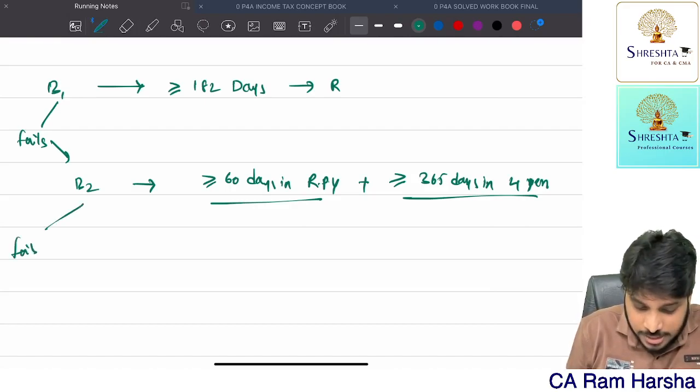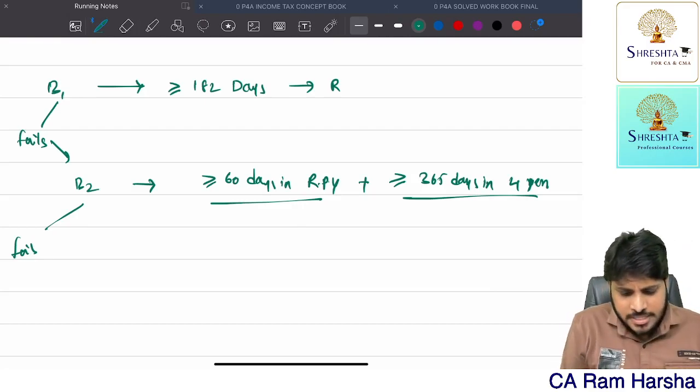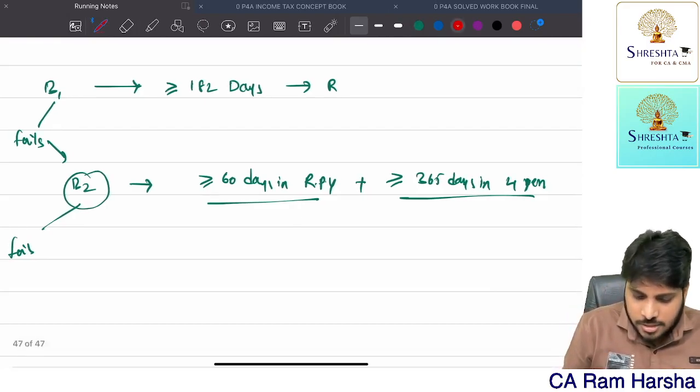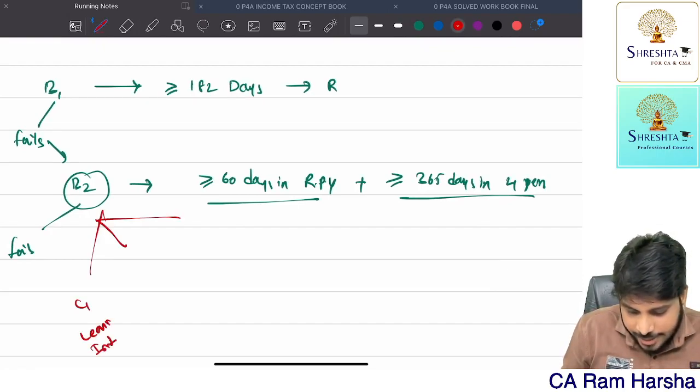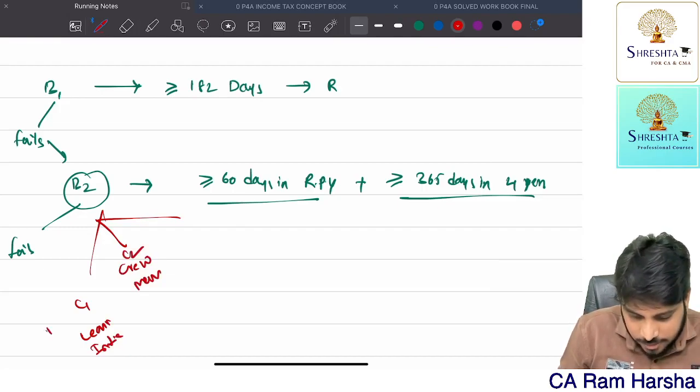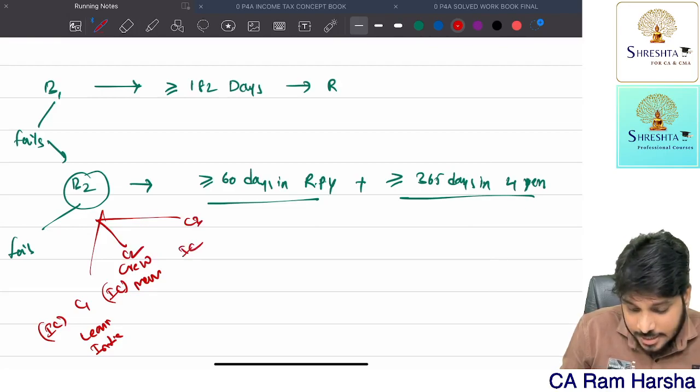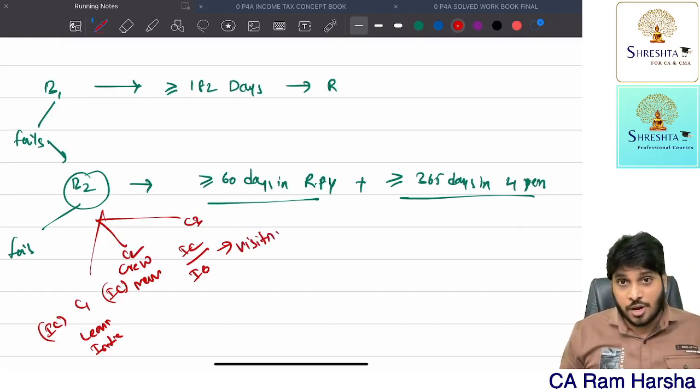Suppose this also fails. By the way, for which cases does basic condition 2 not apply? Case 1, leaving India. Case 2, crew member. By the way, here it is an Indian citizen. Case 3, Indian citizen or person of Indian origin visiting India. So for these 3 cases, B2 will not apply.